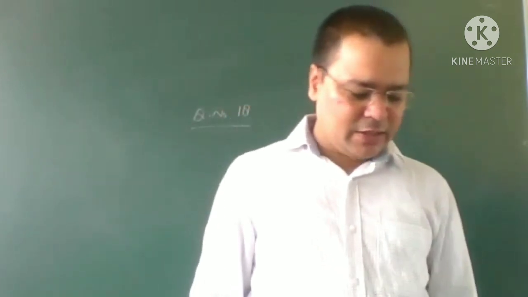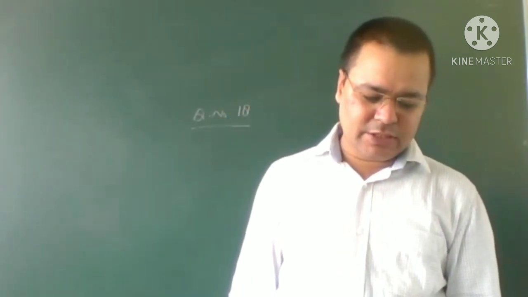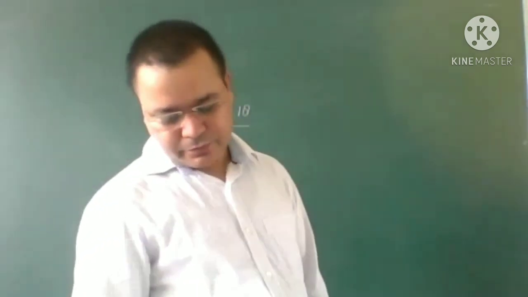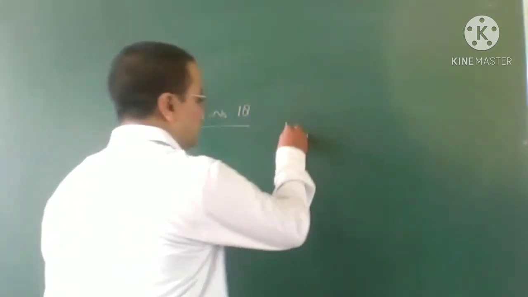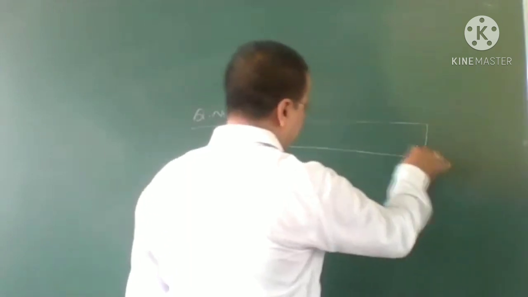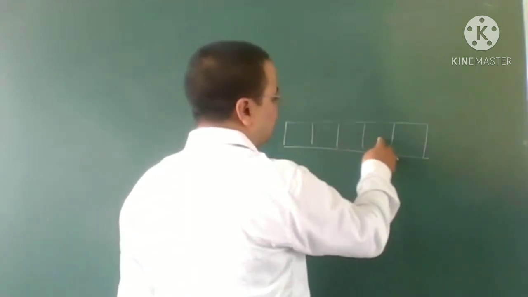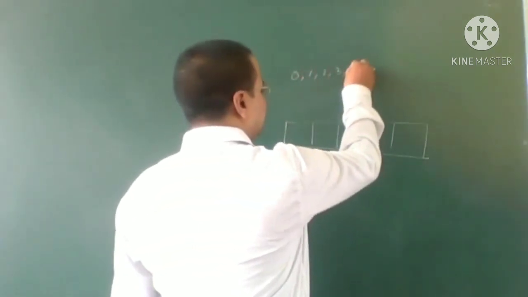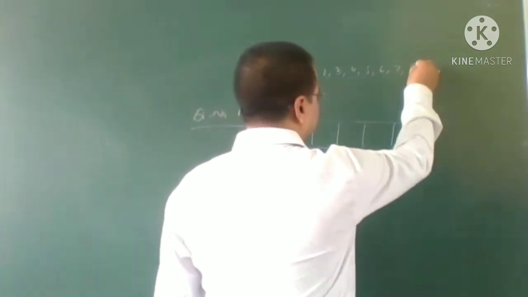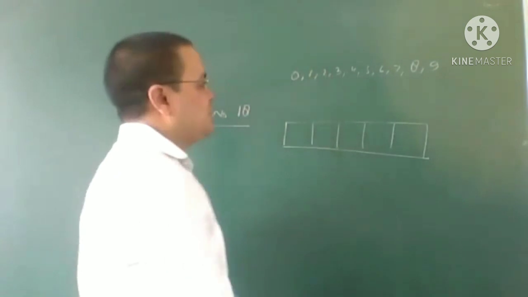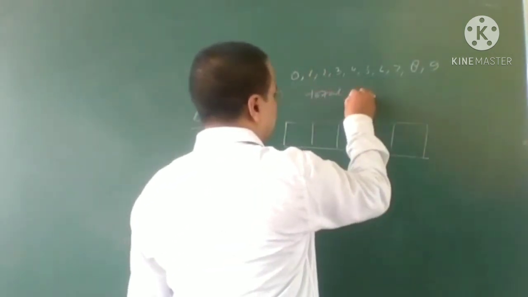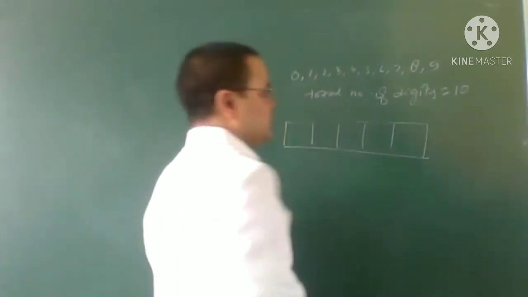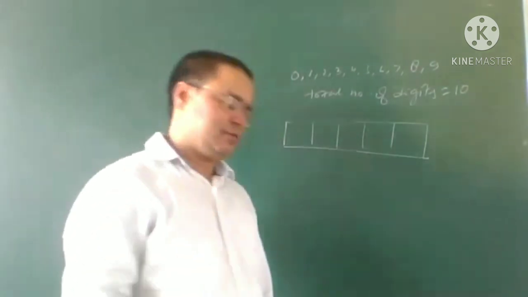Question number 18: find the number of all 5-digit numbers with distinct digits. Distinct digits means different digits. Again, we have to fill 5 places, 1, 2, 3, 4, 5. And there are how many digits? 0, 1, 2, 3, 4, 5, 6, 7, 8, 9. The total number of digits is 10.